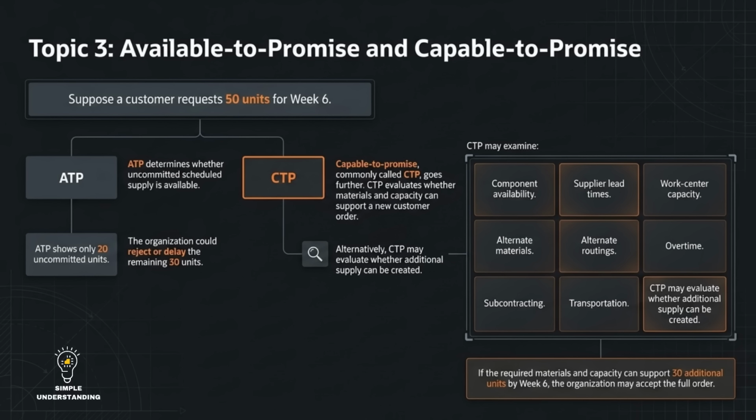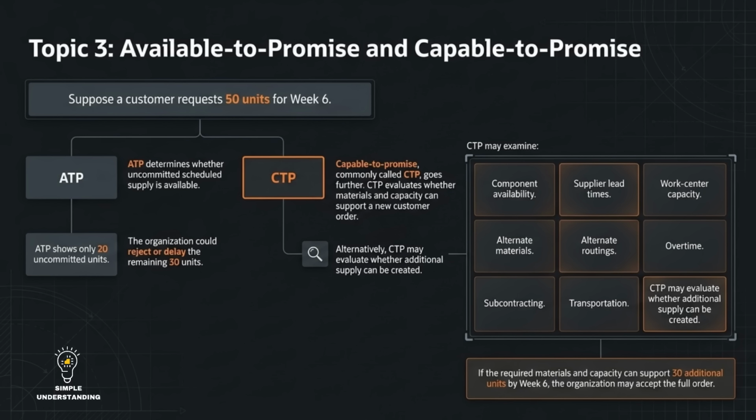Suppose a customer requests 50 units for week 6. ATP shows only 20 uncommitted units. The organization could reject or delay the remaining 30. Alternatively, CTP may evaluate whether additional supply can be created. CTP may examine component availability, supplier lead times, work center capacity, alternate materials, alternate routings, overtime, subcontracting, transportation.